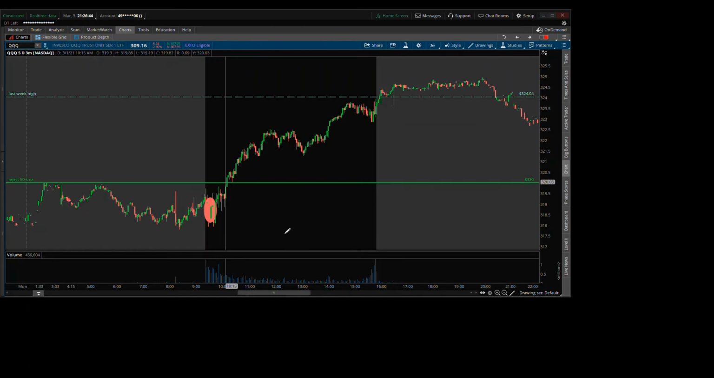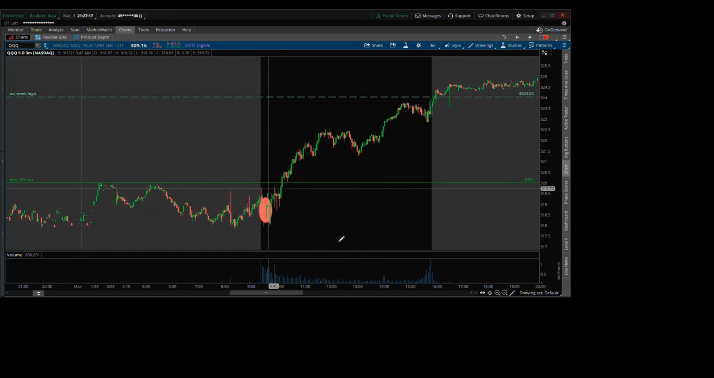So now you've got to look for an entry anywhere above this level. You can grab anywhere around here. Anywhere around here you can get in, as long as it stays above this level that it was failing at, rejecting at first. Now it finally was able to get above. As long as it holds above, you can catch this move. Buy calls. You have a target up here. Make that your target. Get as close as you can to it. You see? That's your day trade right there.